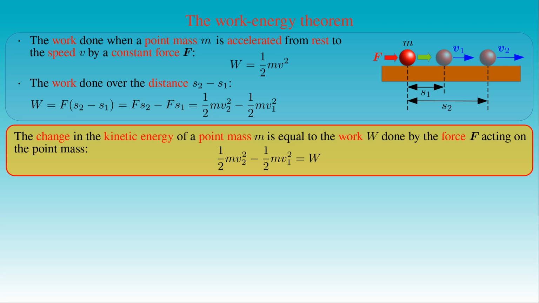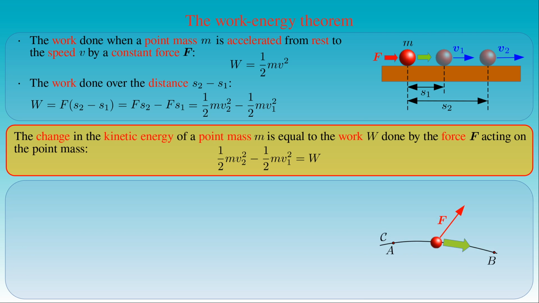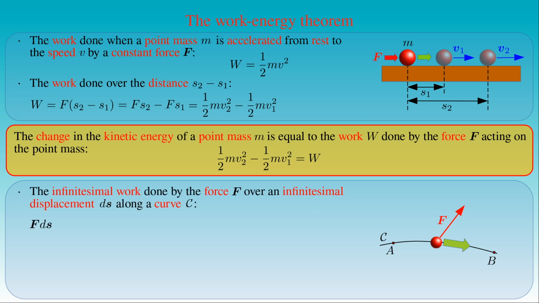This theorem holds for the general case as well, where the force F is not constant and the point mass m travels along an arbitrary curve C between the points A and B. We can prove the theorem for the general case by calculating the work done when the point mass undergoes only a small displacement along the curve. The infinitesimal work done on the point mass by the force F through the infinitesimal displacement ds along the curve is equal to the scalar product of the force F and the displacement vector ds.